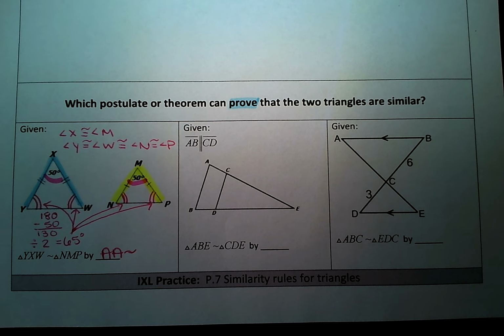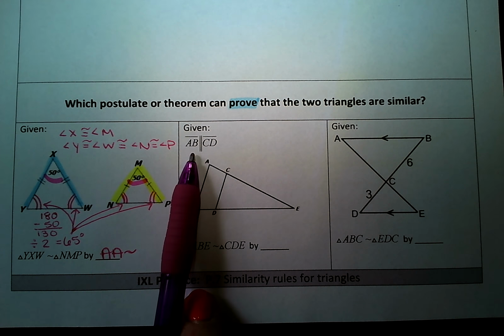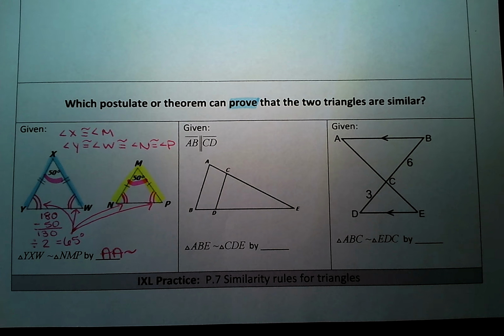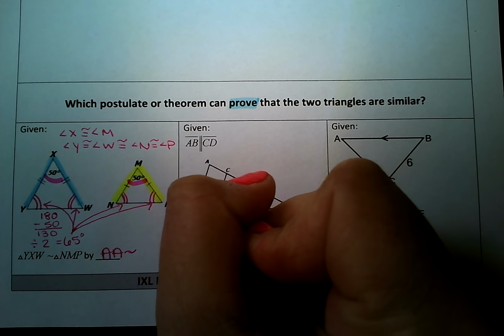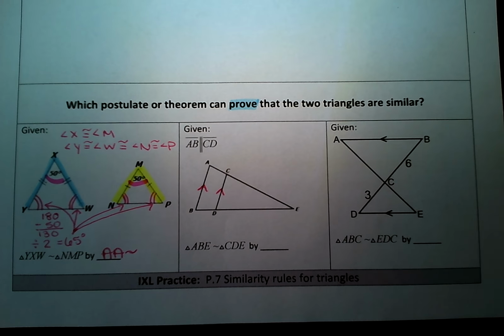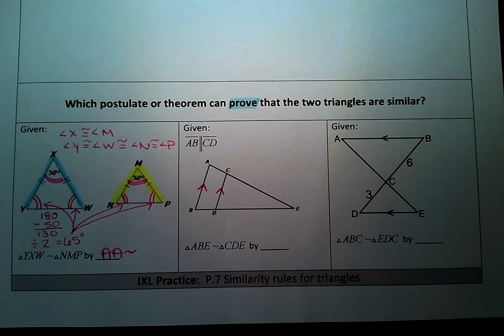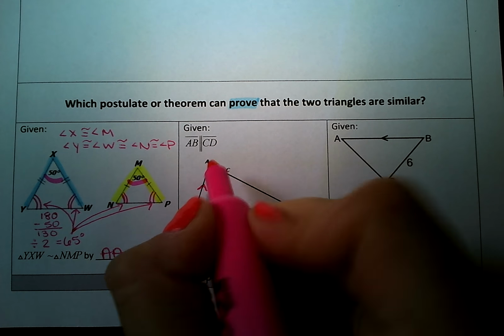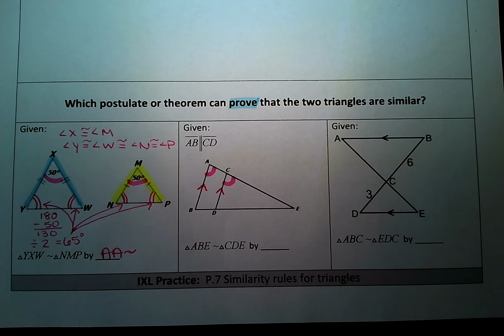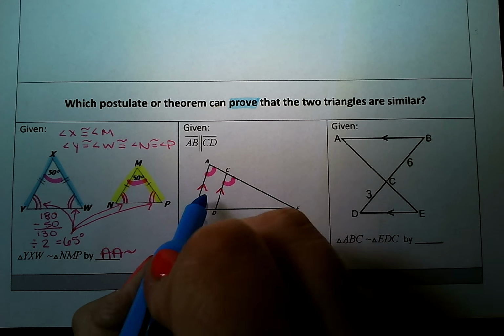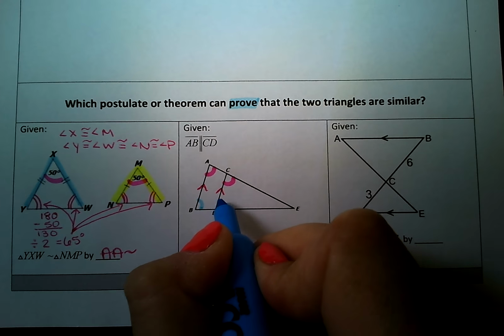Okay, example number 2. Given side AB is parallel to side CD. So what does parallel do for us? Well, we've got alternate exterior angles congruent, alternate interior angles congruent, consecutive interior angles that are supplementary, or corresponding angles that are congruent. I'm going to go with the corresponding angles that are congruent. Angle A corresponds with angle C, so I know those are congruent, and angle B corresponds with angle D, so I know those are congruent.